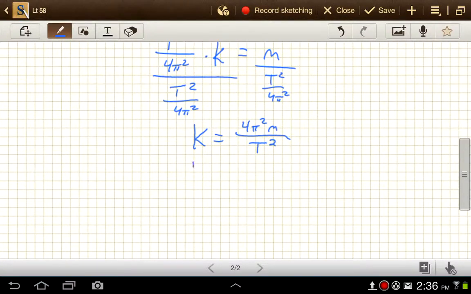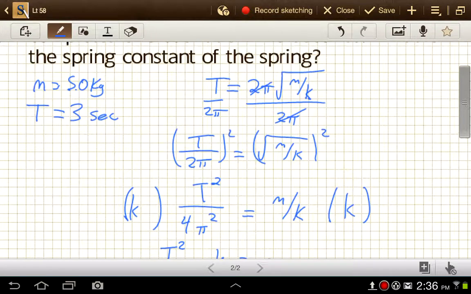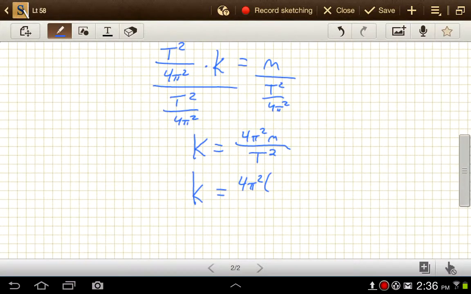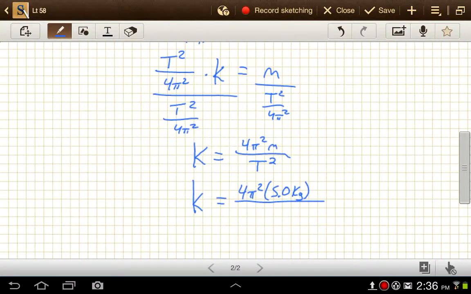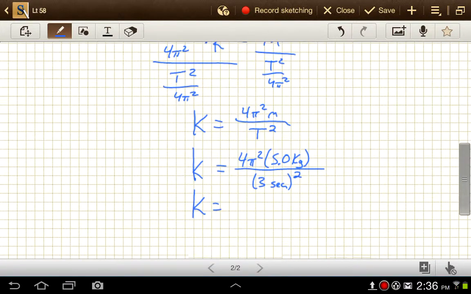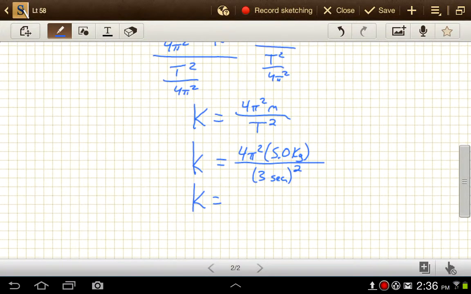So then k is 4 pi squared times the mass, which is 5.0 kilograms, divided by the period, which is 3 seconds, squared. And so k is going to be, typing that in here, 4 pi squared times 5 divided by 3 squared, which is 9, and we get 21.9.